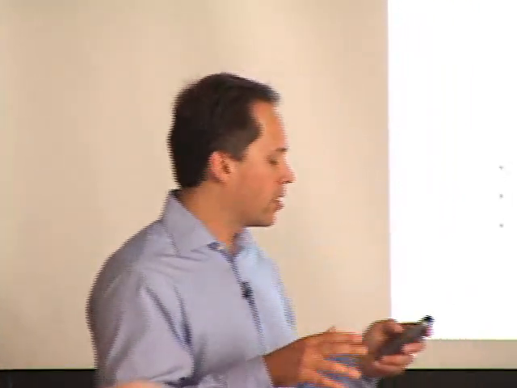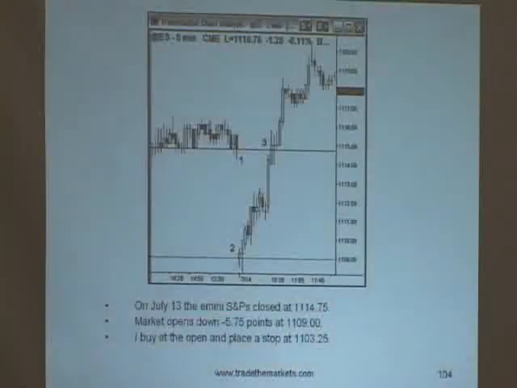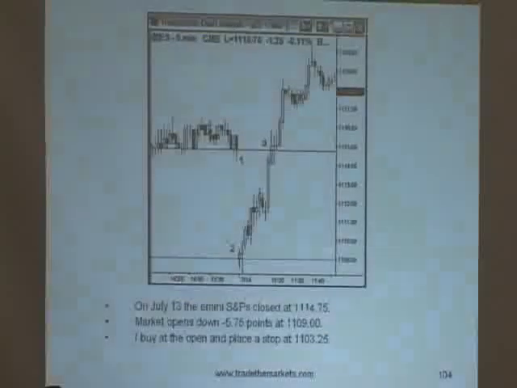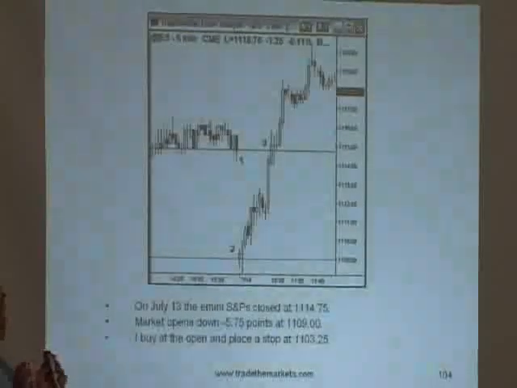Okay, hold on. Use this as an example. July 13th, E-mini S&Ps closed at 1114.75, right? So there we are at 1114.75. We gapped down. I'm going to put a sell limit order on to get out of this trade. So where am I going to put it? Because I want to get a little bit in front of the gap.